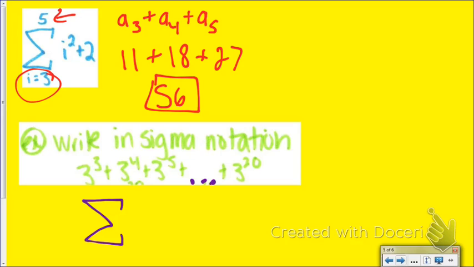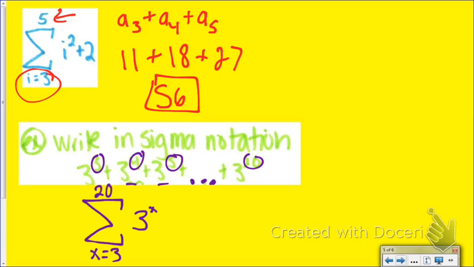Now when you write something in sigma notation, there's actually more than one correct answer. So what I have here, if you guys look in every one of these terms, the 3 stays the same. So I'm going to have 3 in my sequence. The only thing that changes is that variable, and it's going up by 1 each time. So I could write the sequence as 3 to the x. And what I could say at the bottom, the term I started with was x equals 3. And then I kept going all the way until I got to the 20th term. And that is a correct answer.